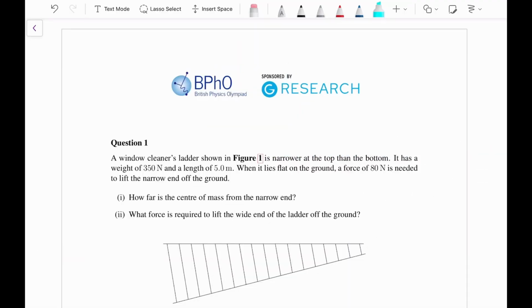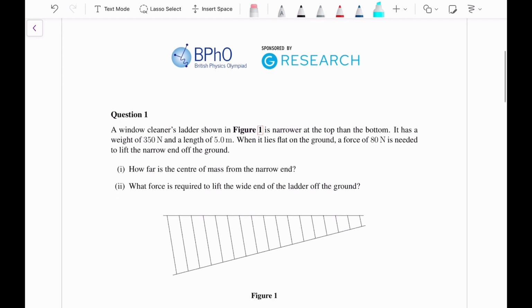For the first question, it says a window cleaner's ladder shown in figure 1 is narrower at the top than the bottom. It has a weight of 350 newtons and a length of 5 meters. When it lies flat on the ground, a force of 80 newtons is needed to lift the narrow end off the ground. The first component asks, how far is the center of mass from the narrow end?